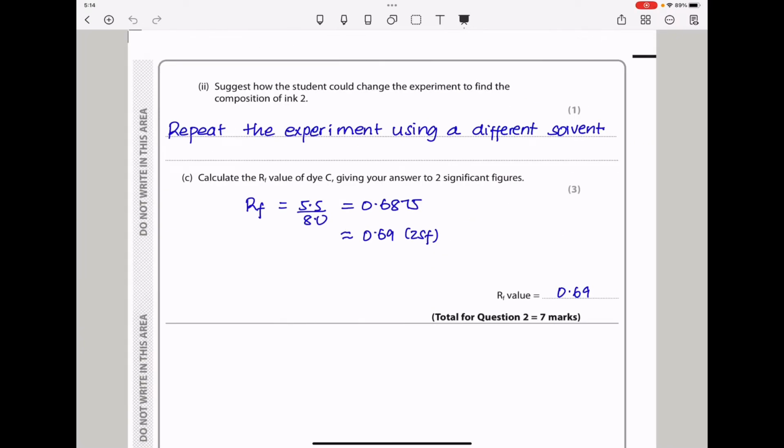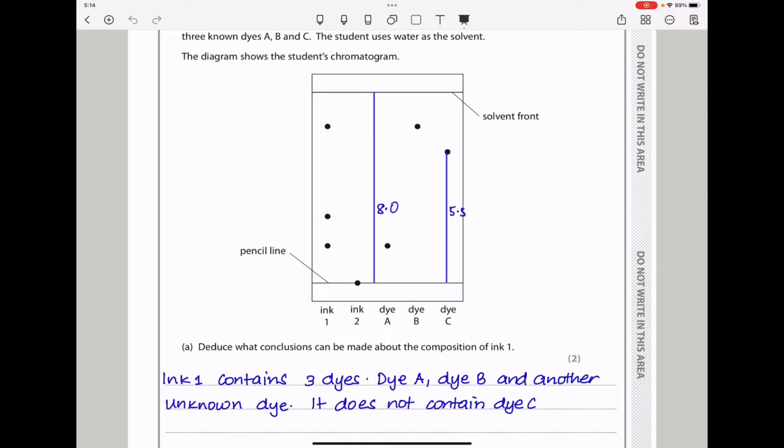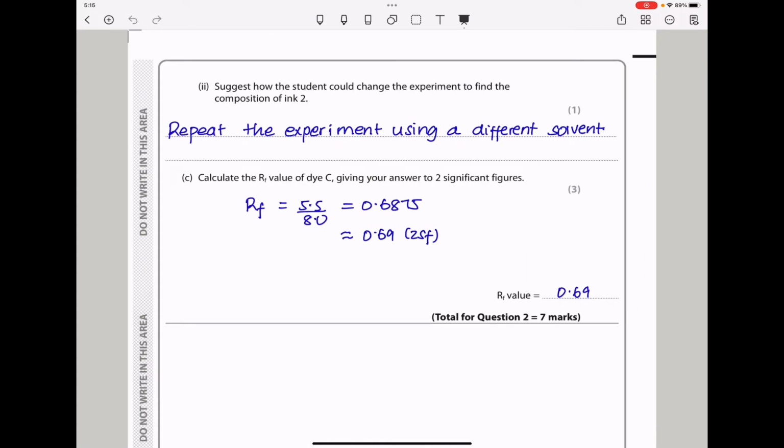Next they say, suggest how the student could change the experiment to find the composition of ink 2. Again, to take you back to the experimental results, we can see ink 2 did not leave the pencil line, and that shows you it was not separated into individual dyes, and therefore it was insoluble, so we could change the solvent in order to allow it to be separated. So repeat the experiment using a different solvent.